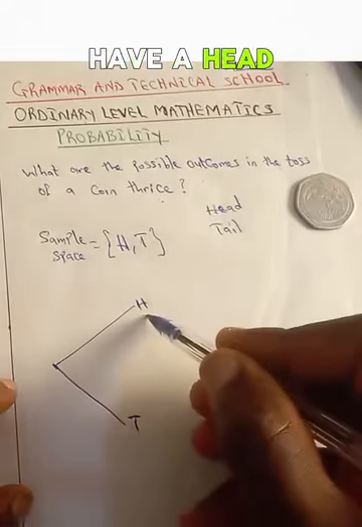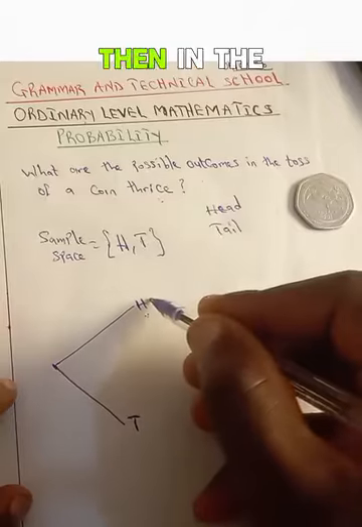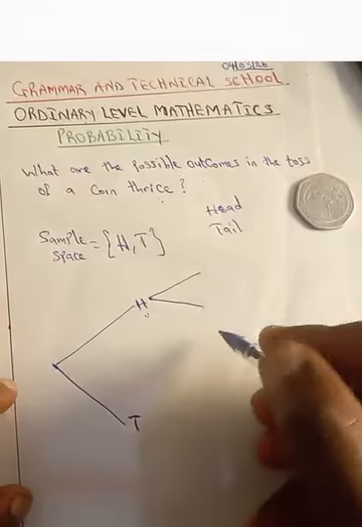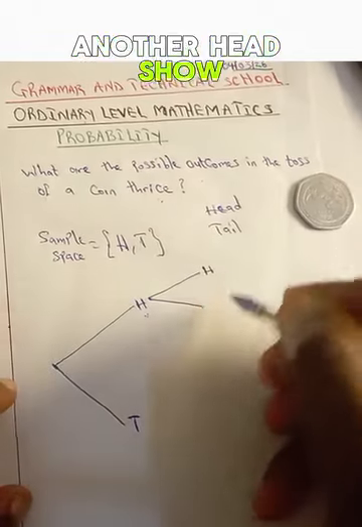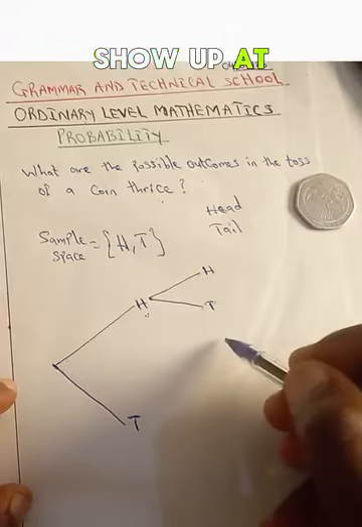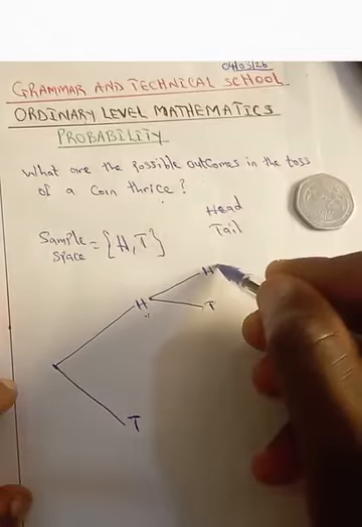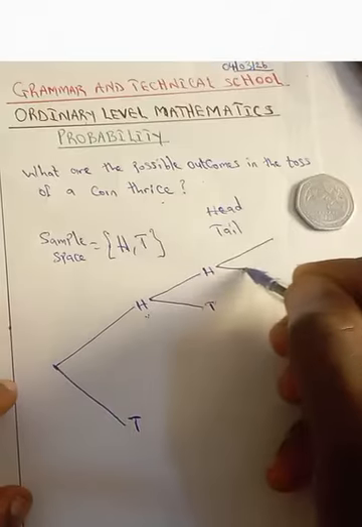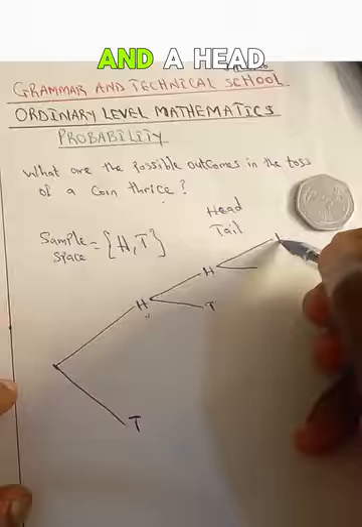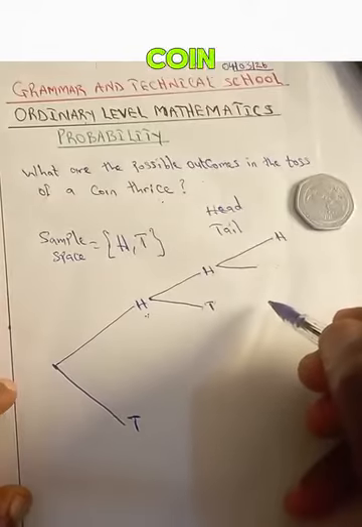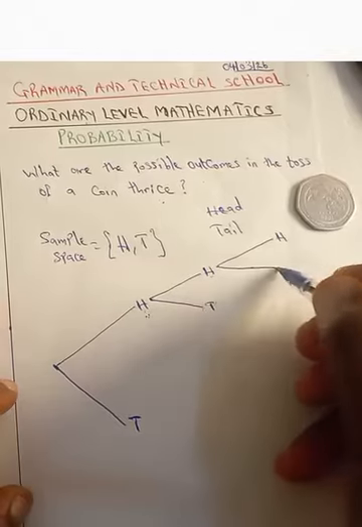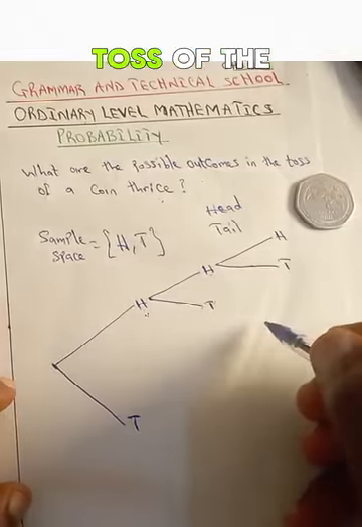Now, if I have a head in the first toss of the coin, then in the second toss of the coin, I can have two more possibilities. I can have another head show up, or I can have a tail. The two cannot show up at once. And in the third toss of the coin, I can either have a head in the first, a head in the second, and a head in the third toss of the coin, or I can have a head in the first, a head in the second, and a tail in the third toss of the coin.